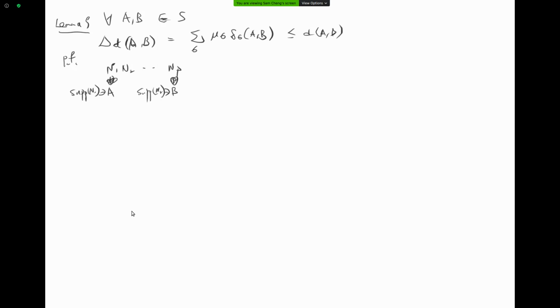Let's see. In particular, maybe I will just write these nodes, all these nodes here. Let's say M1 as S10, S20, and so on up to Sn0, let's say.